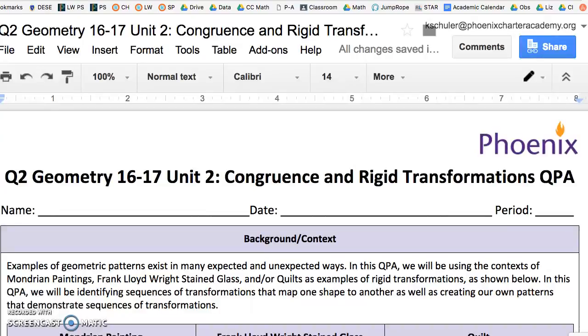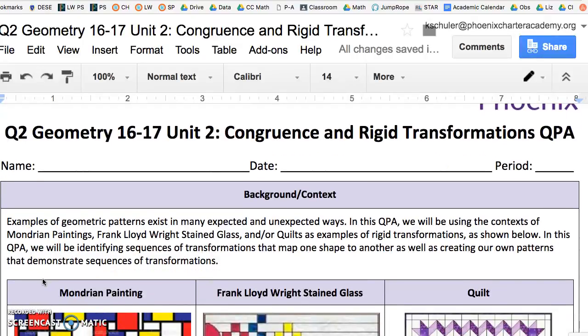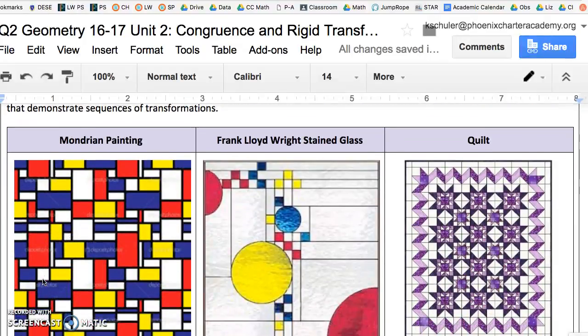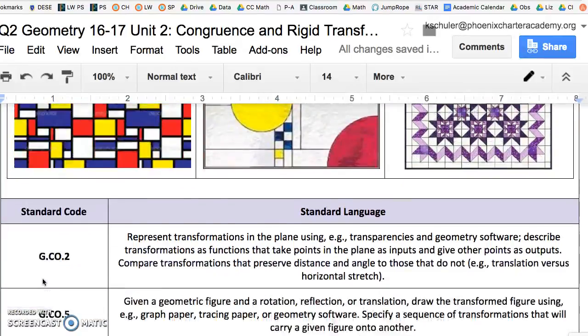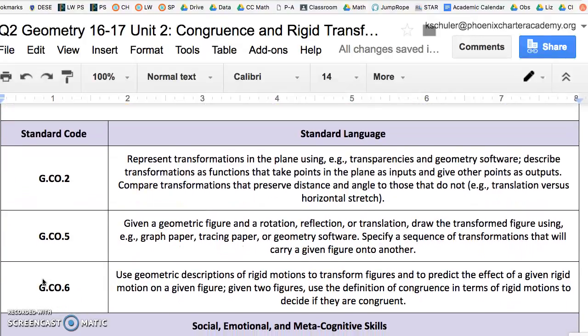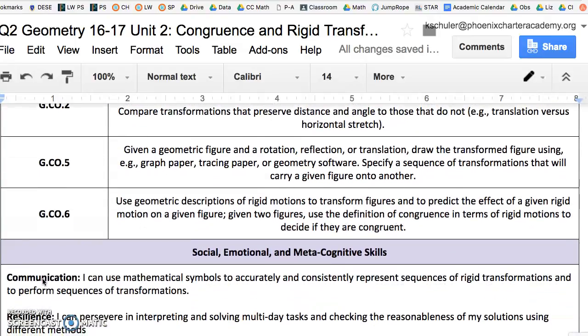Just to frame where we have been: looking at geometric patterns in different contexts. Specifically, we've been looking at Mondrian paintings, Frank Lloyd Wright stained glass patterns, as well as quilt patterns. The standards that we are focusing on have to do with identifying sequences of transformations, performing sequences of transformations, and describing characteristics of shapes after performing rigid transformations.